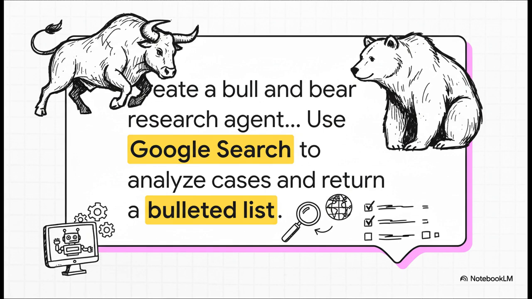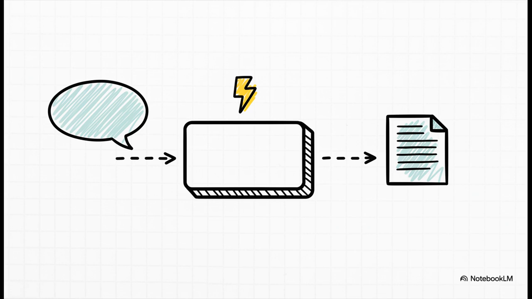Pretty specific, right? And then, like magic, the assistant takes your plain English sentence and instantly translates it into the structured configuration file, a YAML file that the ADK needs to work. It automatically writes out the instructions and hooks up the right tool, in this case, Google Search. And the best part? You didn't have to write a single line of code.